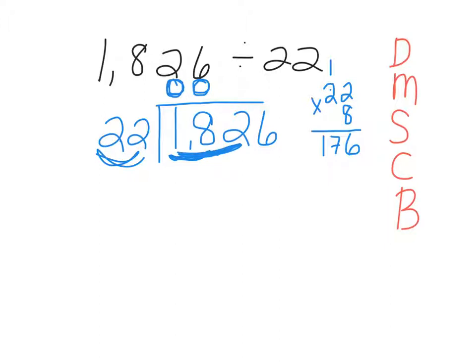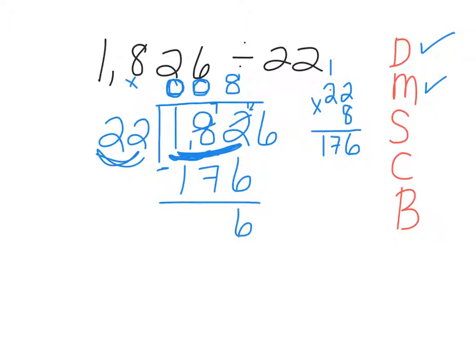So we're going to write an 8 above the 2. And then remember we have our little multiplication sign over here, so we divided. 8 times 22, we already did the work. It's 176. Check that off. Let's subtract. Twelve minus 6 is 6. 7 minus 7 is 0. 1 minus 1 is 0.